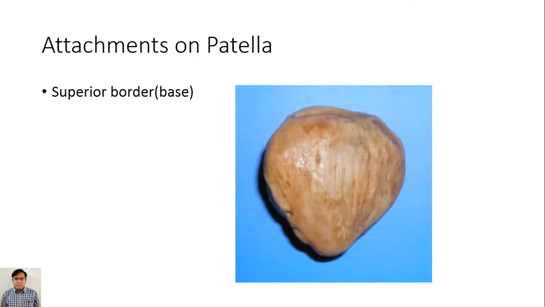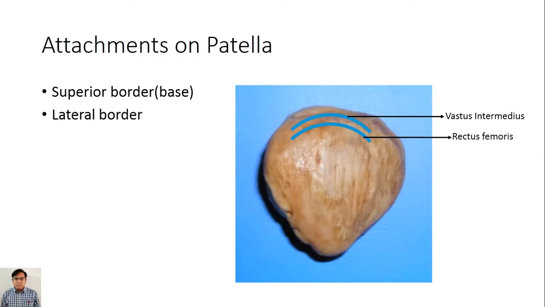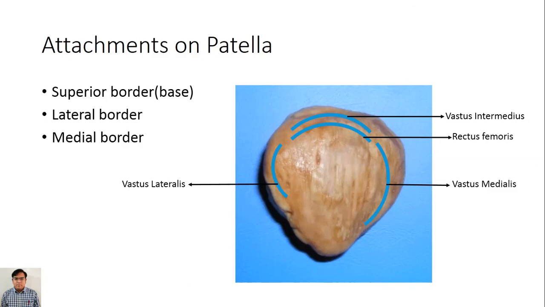Now attachments on superior border. It gives insertion to 2 muscles. One is insertion of rectus femoris. So this is rectus femoris, and just posterior to this, the insertion of vastus intermedius. This is vastus intermedius. Now the attachments on lateral border. It gives insertion to vastus lateralis. So this is insertion of vastus lateralis. On medial border, it gives insertion to vastus medialis. So this is vastus medialis.